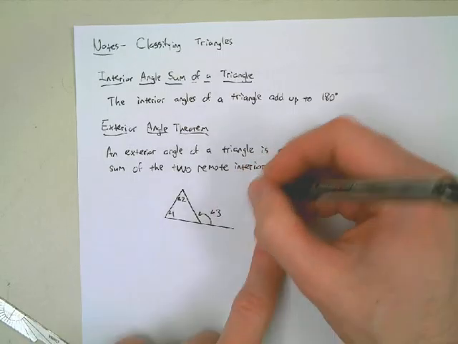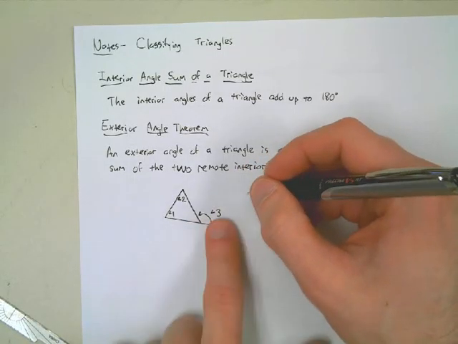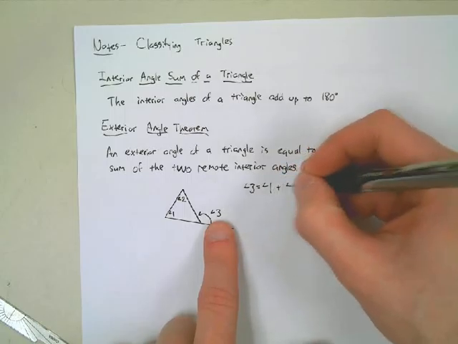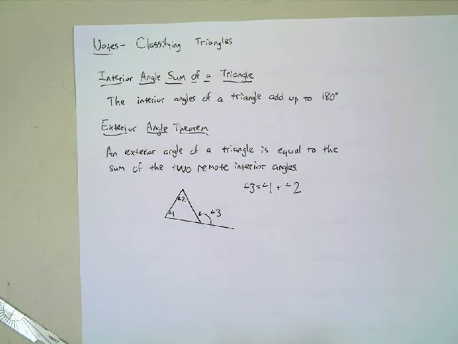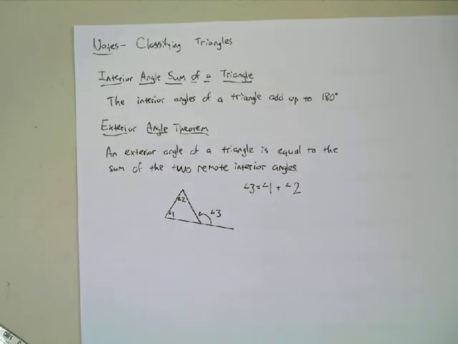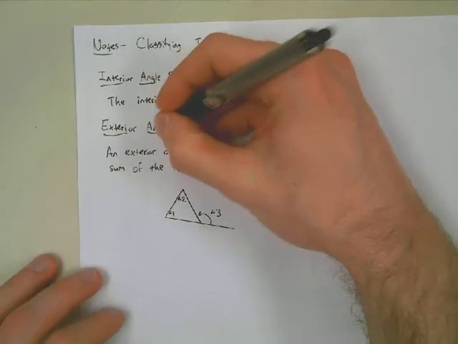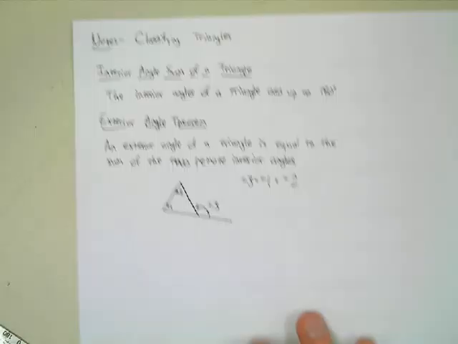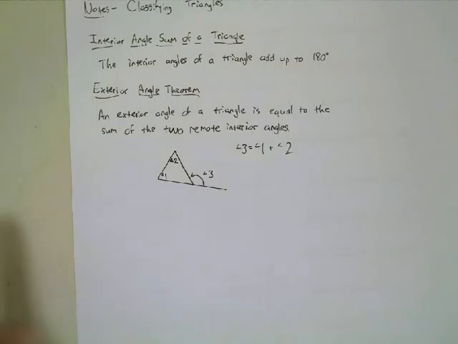So here, in other words, your exterior angle, angle 3, is equal to angle 1 plus angle 2. That's the idea there. Exterior angle is equal to the sum of the two remote interior angles. So that's all review stuff we learned back on Monday, I want to say. Now let's get into the actual classification, though.